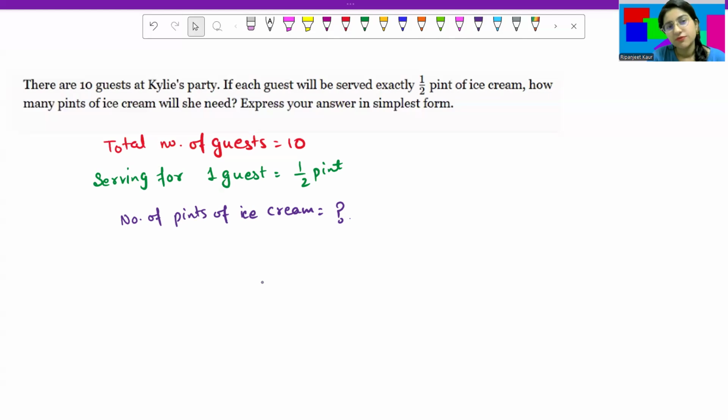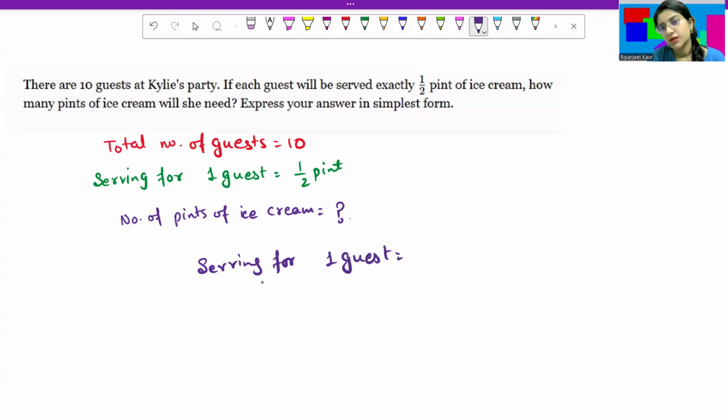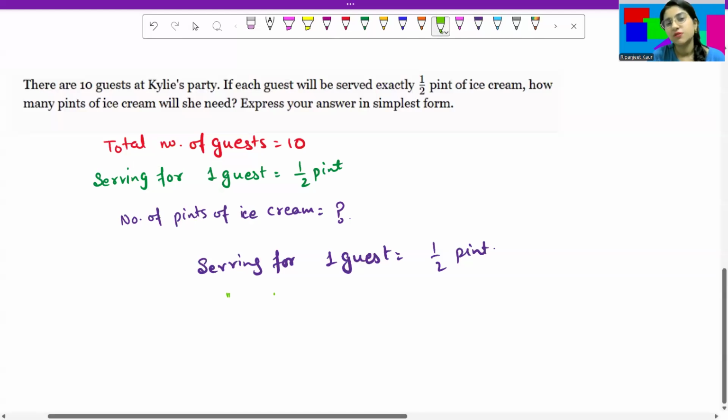So if the serving for one guest is half pint, how much is the serving for 10 guests going to be? We want to make this one multiple, 10. What can we do? We want to have 10 here instead of 1. Multiply. So this is a specific thing that works everywhere. This is called a unitary method. So we multiply 10 on both the sides to make this a 10.